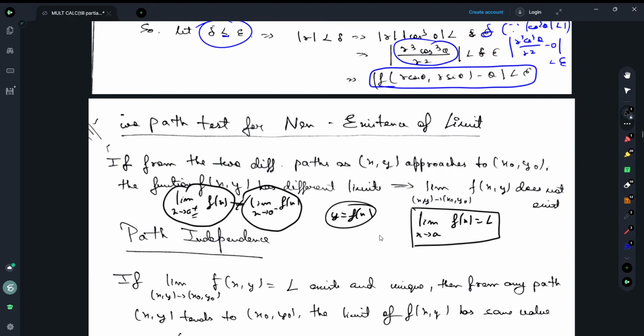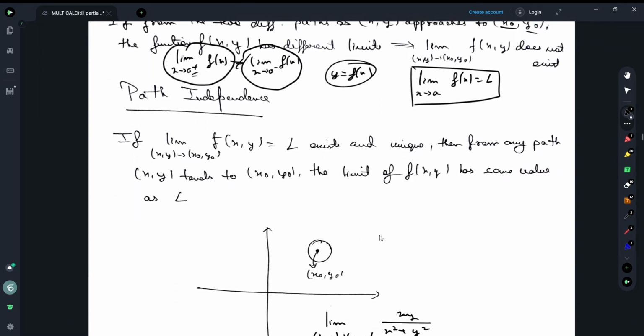So if from two different paths as (x, y) approaches (x0, y0), the function f(x, y) has different limits, that is, f(x, y) tends to different values, then we say that this limit does not exist. What I mean by this statement is that suppose you have a function f(x, y), and you take this point (x0, y0). So this is the region around (x0, y0), right? For (x, y) to approach (x0, y0), we can take several paths.